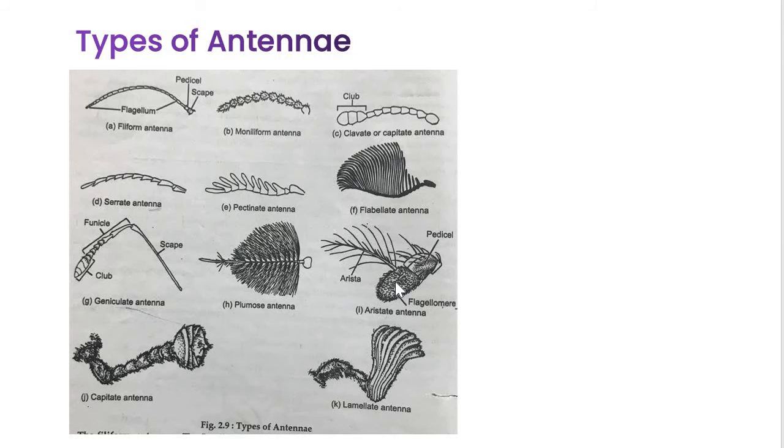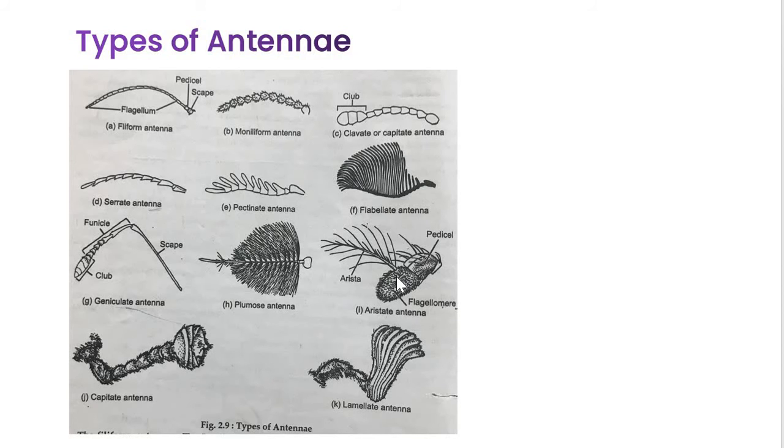And again on that segment, on the second segment, the arista gets developed, right? So here you can see these are the two segments, right? First and second segment. Here you can see the arista which gets developed. Okay, and here the common examples of aristate antenna are houseflies and Drosophila.